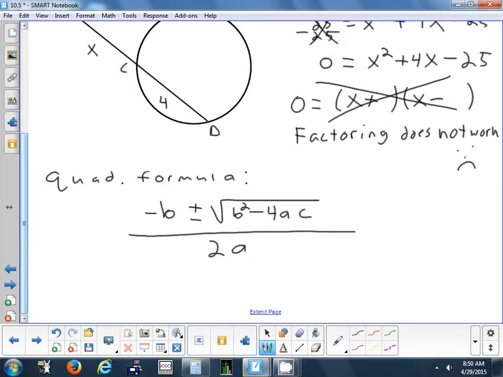I'm not going to spend an entire class going over this. In Algebra 1, you'd spend a whole day learning about it. You just have to know the quadratic formula. So all we got to do is identify A, B, and C in our equation right there.